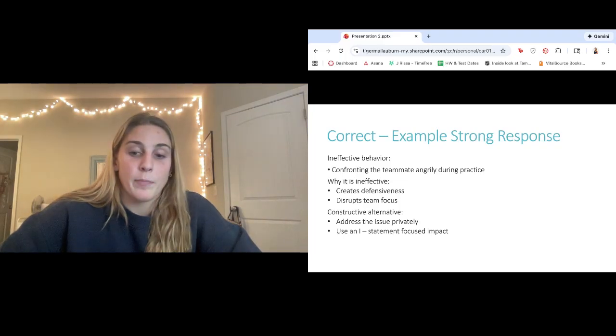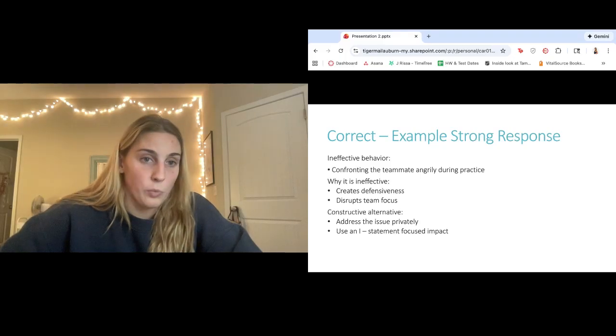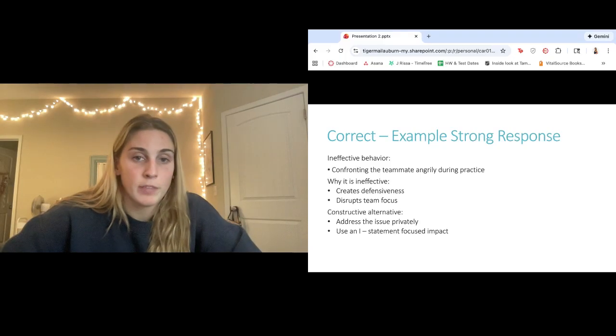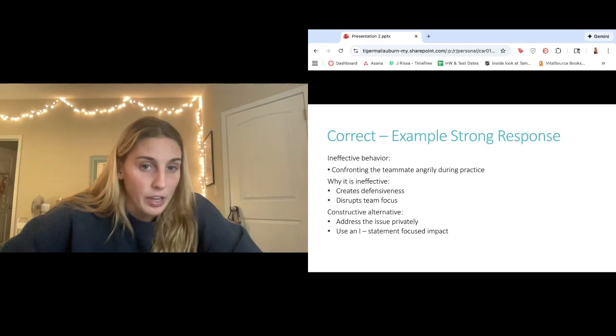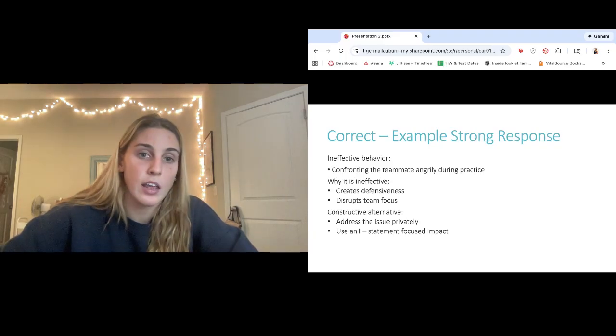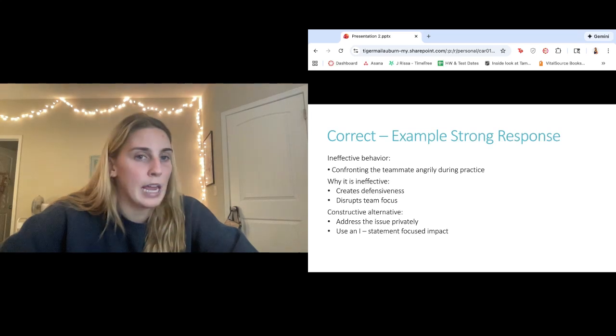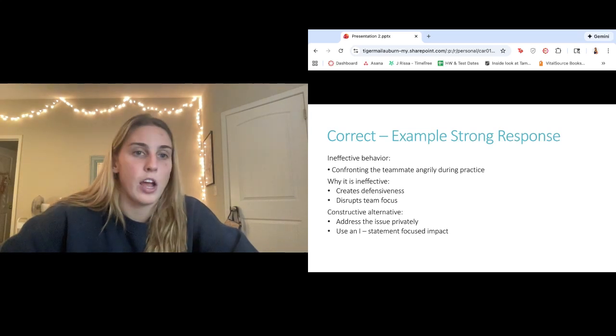It is just overall a very distracting way to approach this type of situation. So a constructive alternative would be to address the issue privately, have a one-on-one conversation, pull somebody aside, and use the I statement, focus, impact, like we talked about, and not place blame or judgment. You're just having a conversation instead of a criticism.